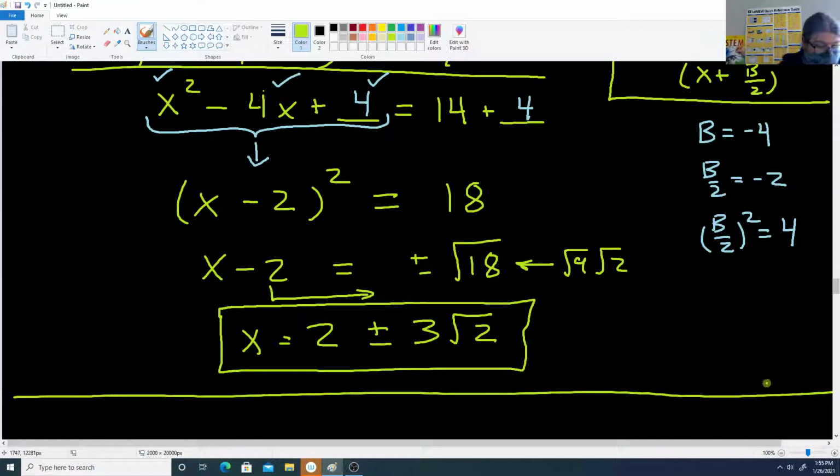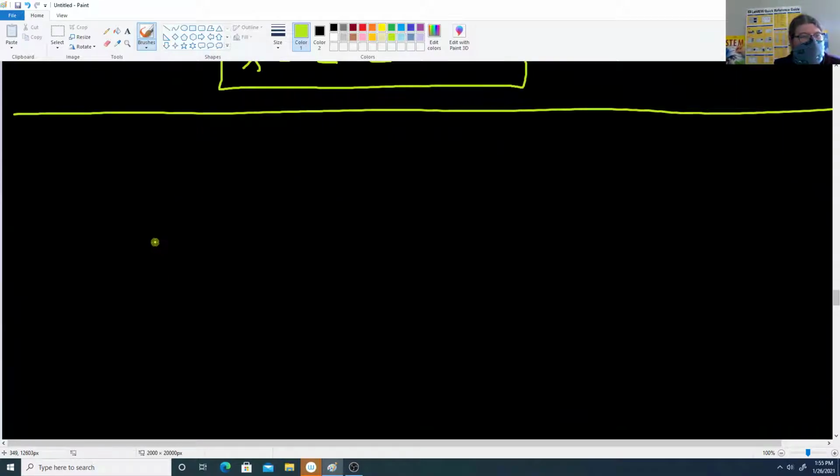So we're going to do another example of completing the square. Then we'll do a couple of quadratic formula problems. And then we have a couple of miscellaneous things we're going to do, and then call it a day after that.